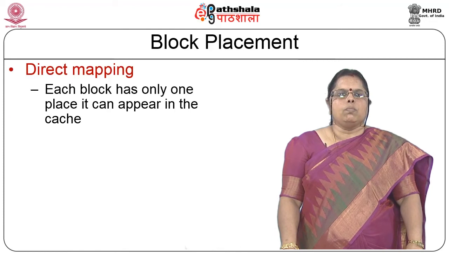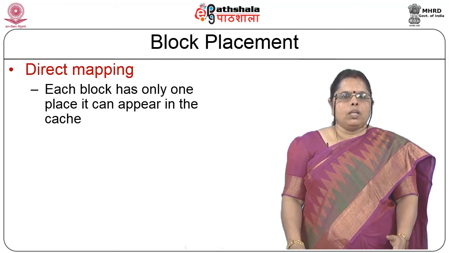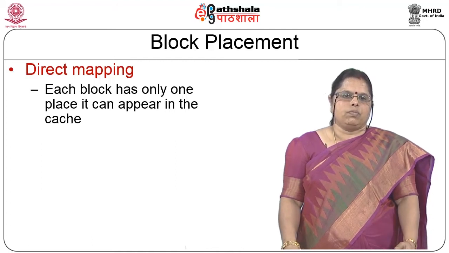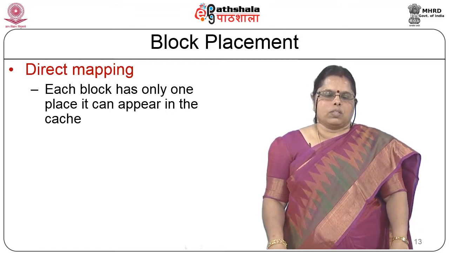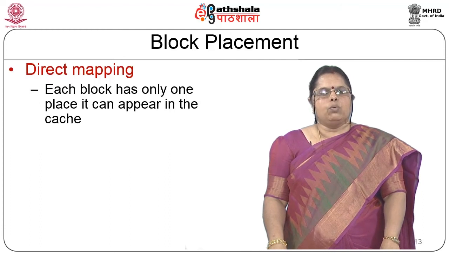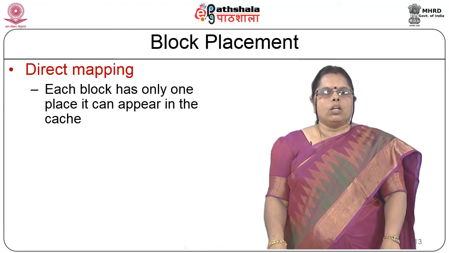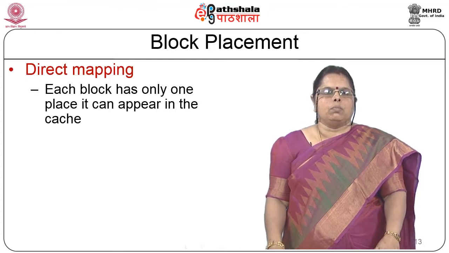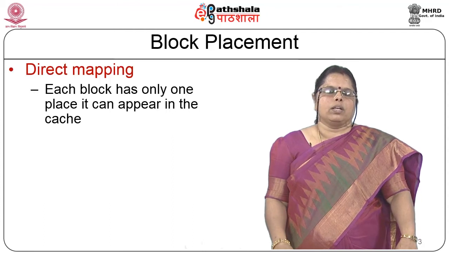The first one is the block placement. When you are looking at a cache and a main memory, you know that the main memory can accommodate huge volumes of data, whereas the cache is very small in size. The whole idea is, I want a small memory which is placed closer to the processor, which is very fast. So, I cannot accommodate whatever is there in the main memory in my cache, only a portion of it has to be located in cache.